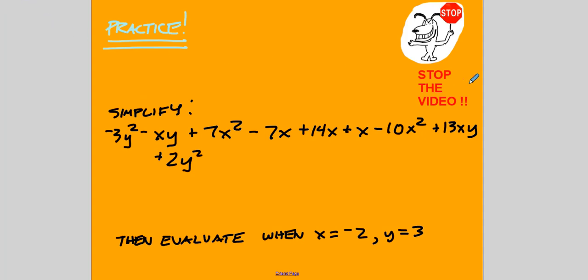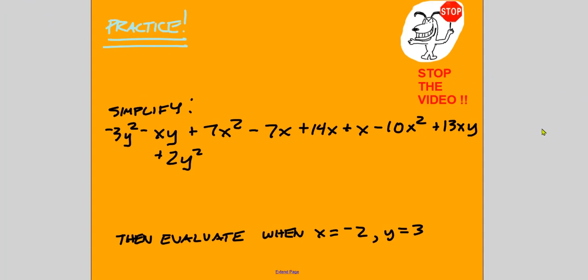All right, so stop the video and combine like terms in this one. So I have negative 3y squared minus xy plus 7x squared minus 7xy, minus 7x plus 14x plus x minus 10x squared plus 13xy plus 2y squared. Then evaluate when x is negative 2 and y is 3. Okay, stop the video, do the problem, turn it back on, see if we agree with what we got.